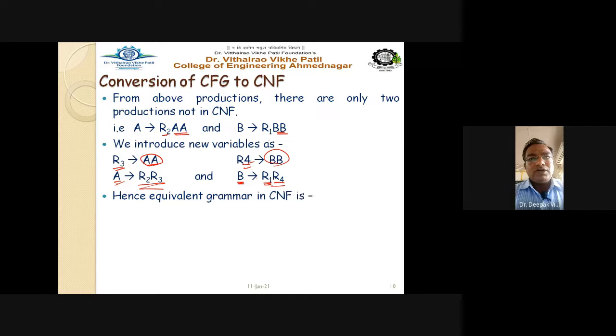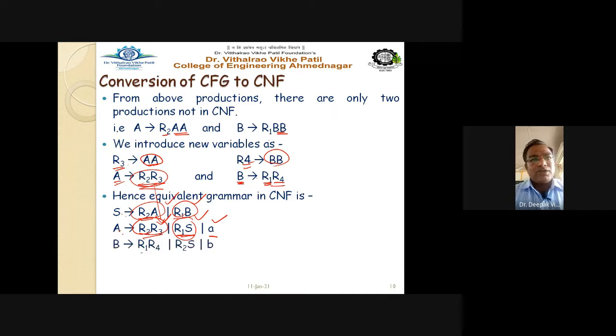So the final equivalent CNF becomes S produces R2A, R1B, capital A. See here, capital A gives us R2, R3. Then R1S, it is in CNF format, and capital A produces A. So if we observe, S gives R2A, yes, two non-terminals, it is okay in CNF format. Then S gives R1B, okay, it is in CNF format. Then capital A produces R2, R3, yes, it is also in CNF. R1S, yes, it is also in CNF, and A produces A, also in CNF.